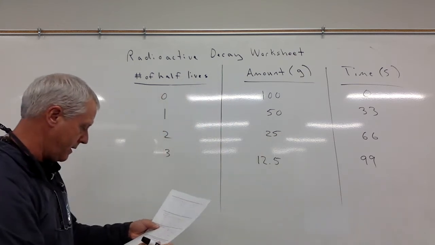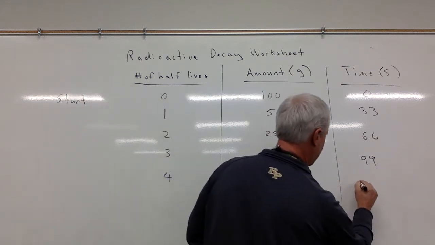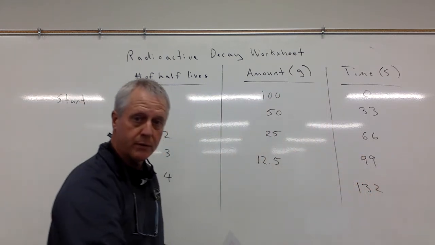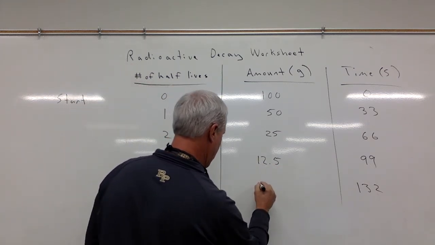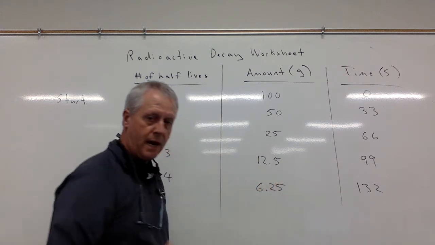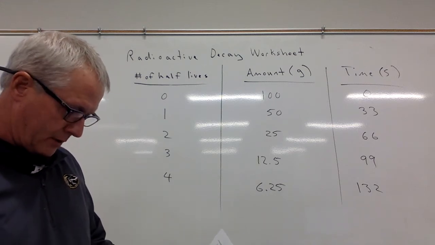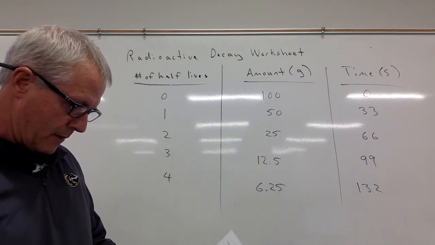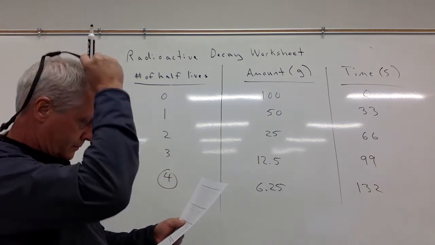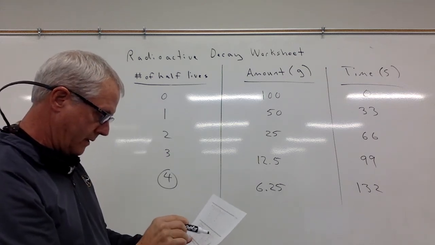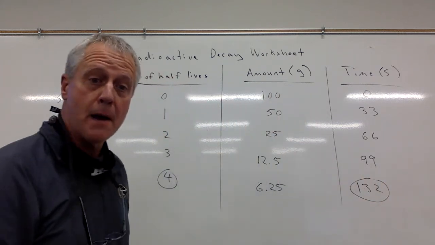That's half of 25. And then in the fourth half-life, we're at 132 seconds, because we're adding 33 seconds every time. And then the 12.5 divided by 2 is 6.25. So that's how you know then, as the problem reads, it's like how many half-lives? How long does it take? And so we could look at that like, well, it took 4 half-lives. And then we can determine the total amount of time from adding 33 seconds each time.